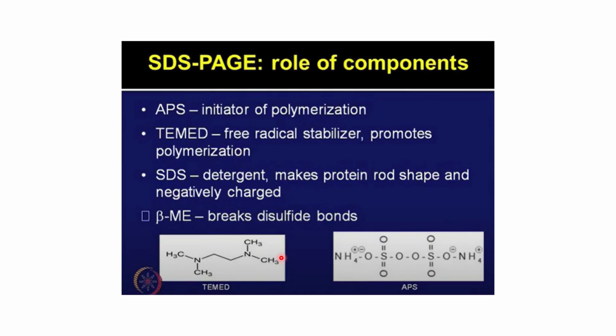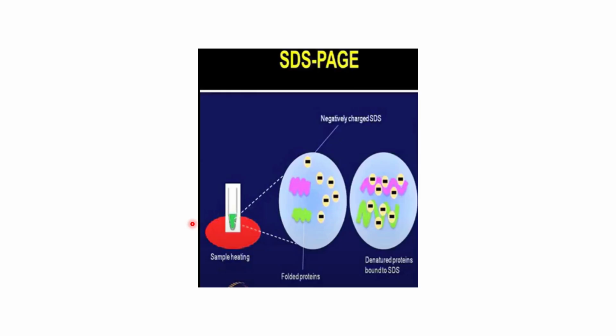While solidifying, initially they are liquid in nature, but when the polymerization takes place, they become solidified. And along with that, we also add SDS to it, which makes the protein negatively charged. And if there are disulfide bonds present in your sample, you can use beta-mercaptoethanol to break those disulfide bonds. That basically gives negative charge to the protein like this.